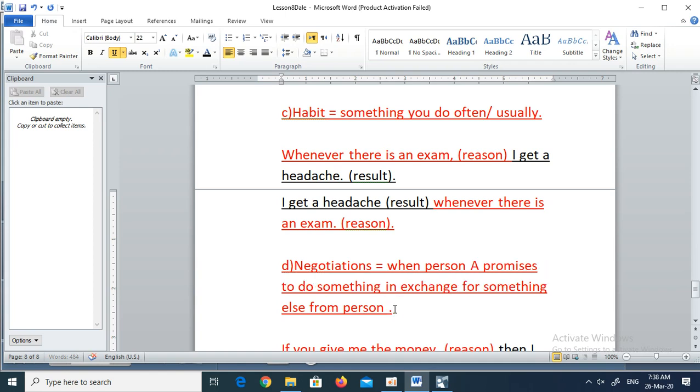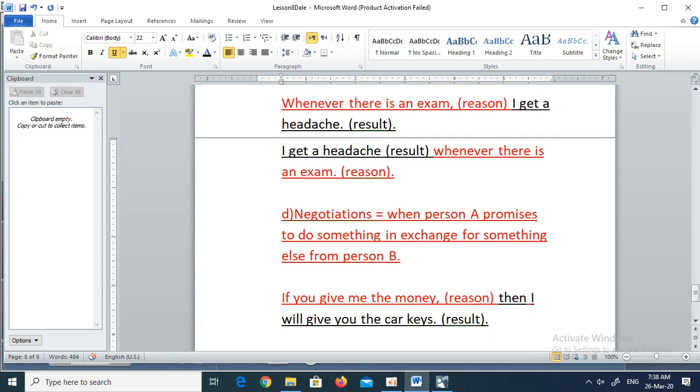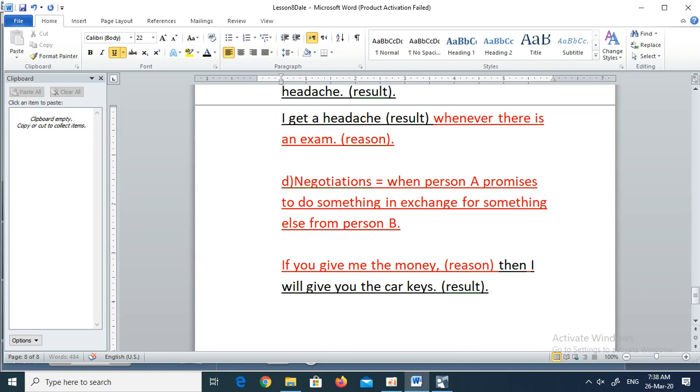When person A promises to do something in exchange for something else from person B, that is a negotiation. Person A promised to give the car keys as long as person B gave the money. So we can use this construction again for negotiations, deals, compromises, and promises.